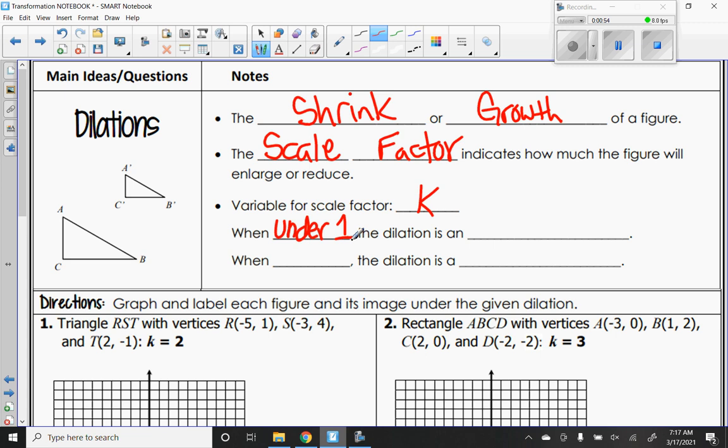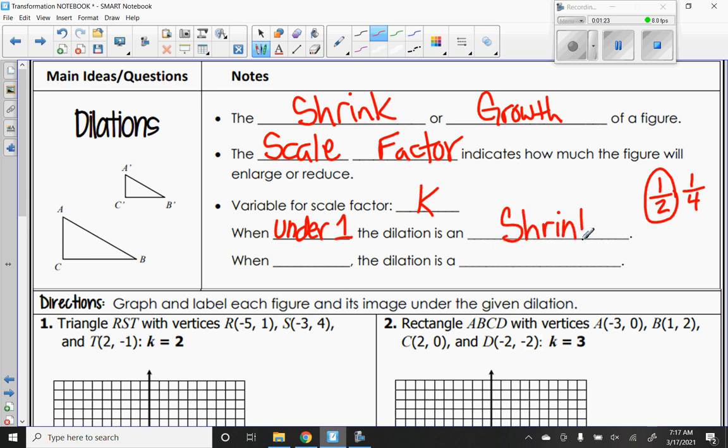Now let's talk about something that's under 1. 1/2 would be under $1, that would be 50 cents. 1/4 would be a quarter. That would be under 1. If it's under 1, mostly it will be in fraction form most of the time. The dilation is a shrink.